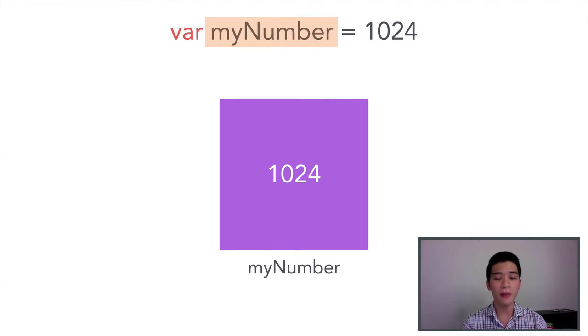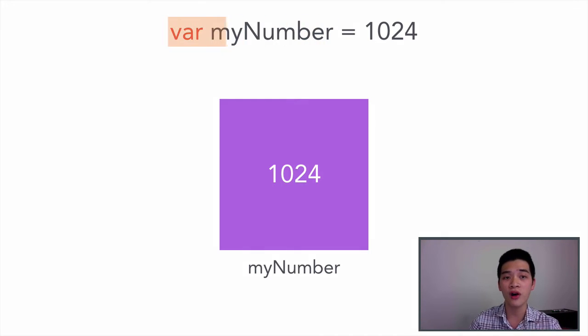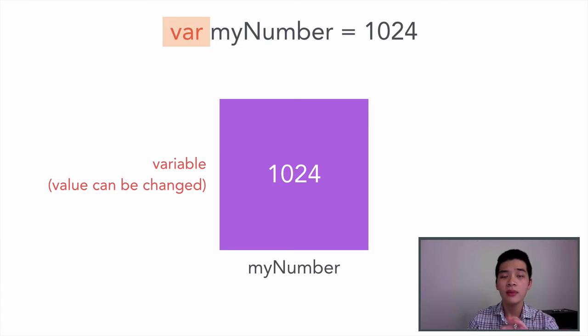So now, let's come back to this. We have the name of the variable, which is my number. The name of the variable is the name of the box. What else do we have? We have the keyword var over here. This keyword var tells that this is a variable. But why do we need this var keyword? Well, it turns out that a variable is a placeholder whose value can be changed.